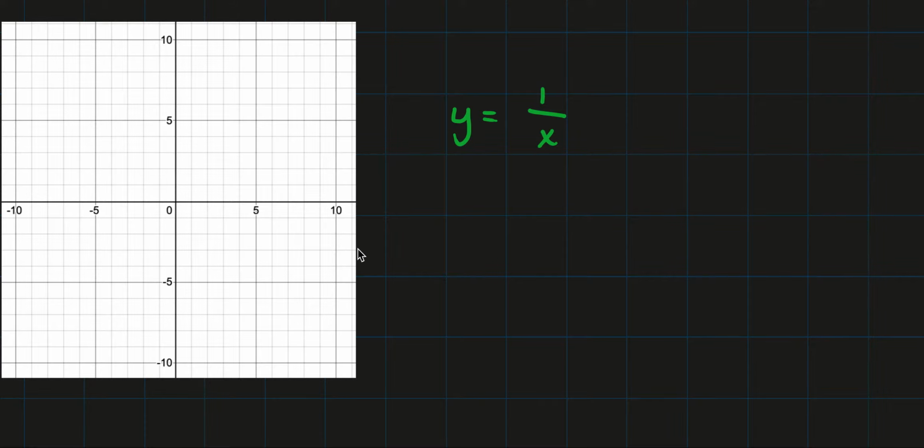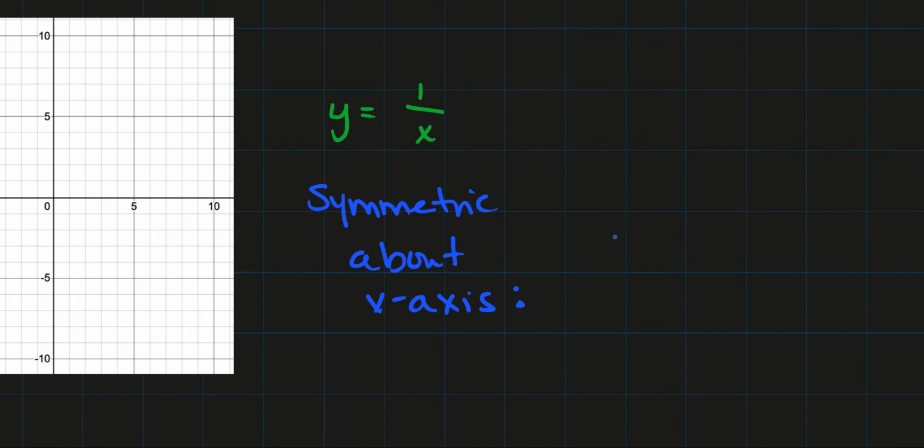I think I have a couple more graphs. Here, I want to know, is this symmetric about the x-axis, y-axis, and origin? Let's start with symmetric about the x-axis. That means you plug in negative y. Are you left with the original equation? The answer is no. If you get rid of this negative, you have to put it on this side. You're not going to get the same thing. So this is no.